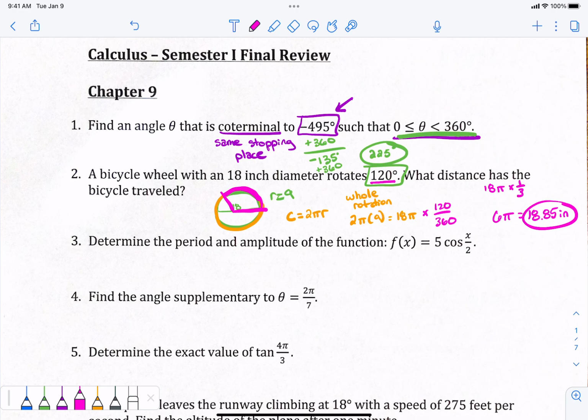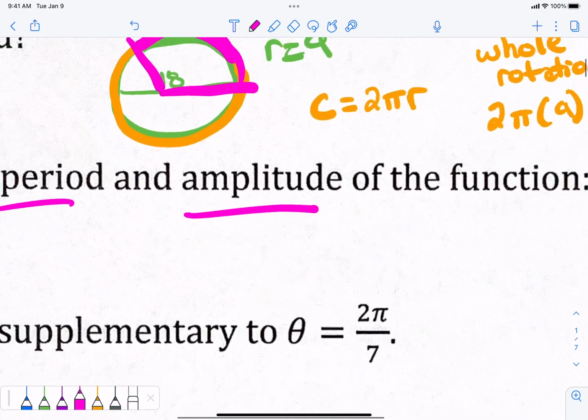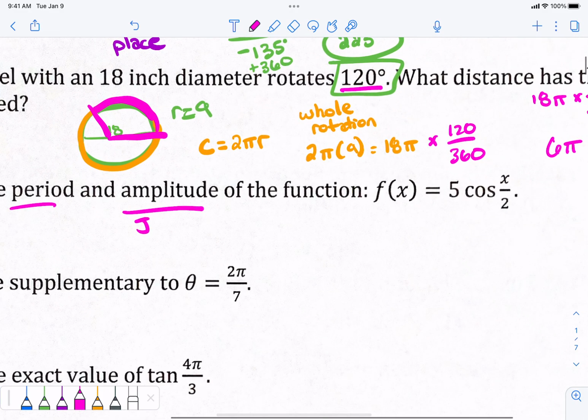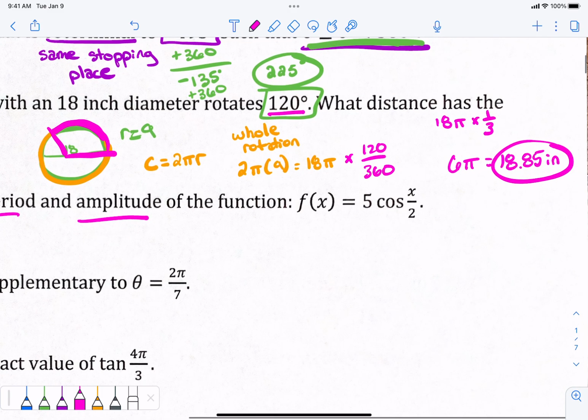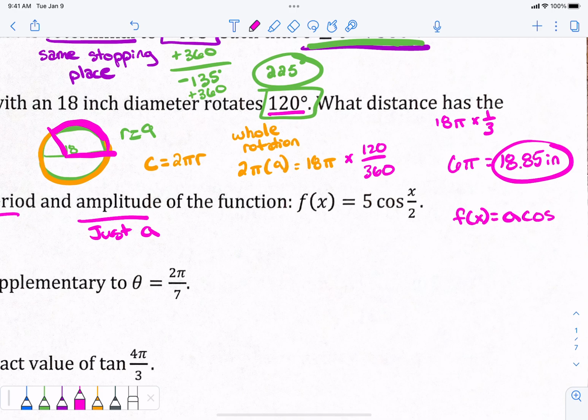Determine this stuff right here. I give you easy ones though. Determine period and amplitude, okay? Let's talk about amplitude real quick. Amplitude is just A, the bare bones A value with nothing in it. So if you're doing cosine, and it's the same thing with sine, it goes A cosine of BX.